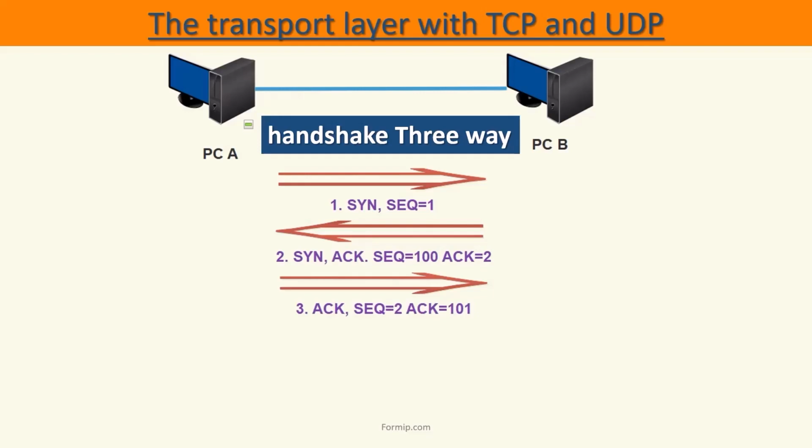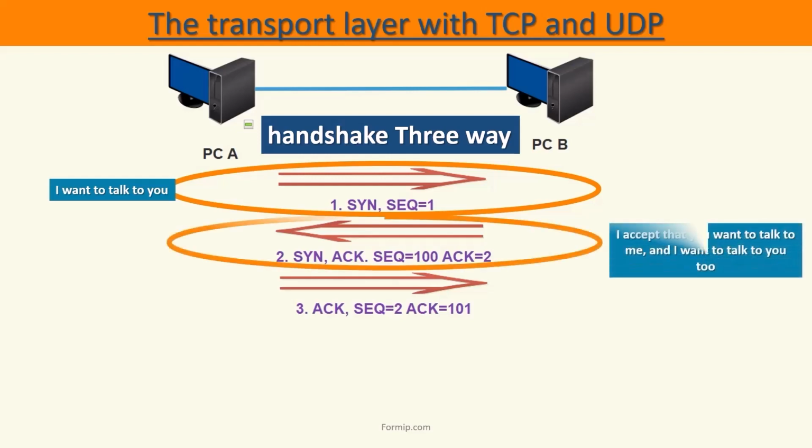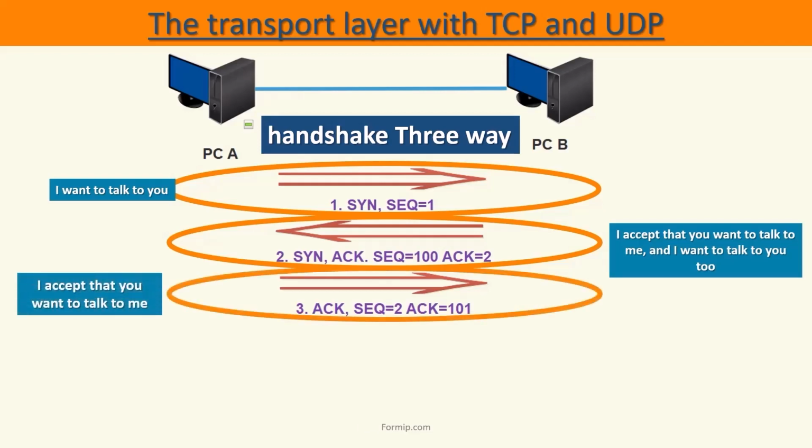So to summarize and simplify things a little, PCA sends a TCP-SYN to tell PCB it wants to talk to it. Then PCB sends a TCP-SYN ACK to inform PCA that it agrees to listen to it, at the same time telling PCA that it also wants to talk to it. And finally, PCA sends a TCP ACK, that is, it in turn agrees to listen to PCB. Now that the connection is established, the data can be sent.